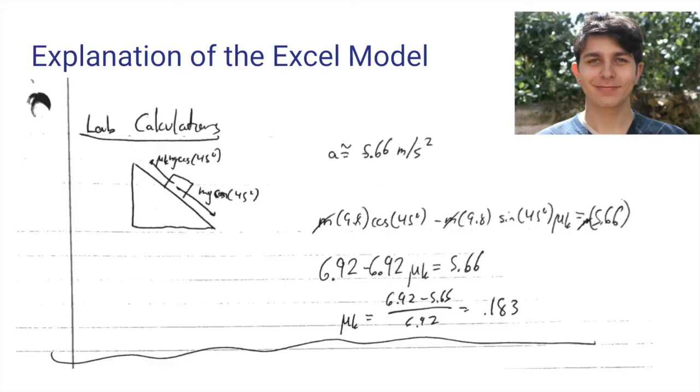Okay, so in order to make our Excel model, we needed to find out some constants. We started by figuring out our friction coefficient with a quick free body diagram where gravity pulls down, friction pulls up. I got our acceleration from Tracker, and then I solved for our coefficient, which was about 0.183.